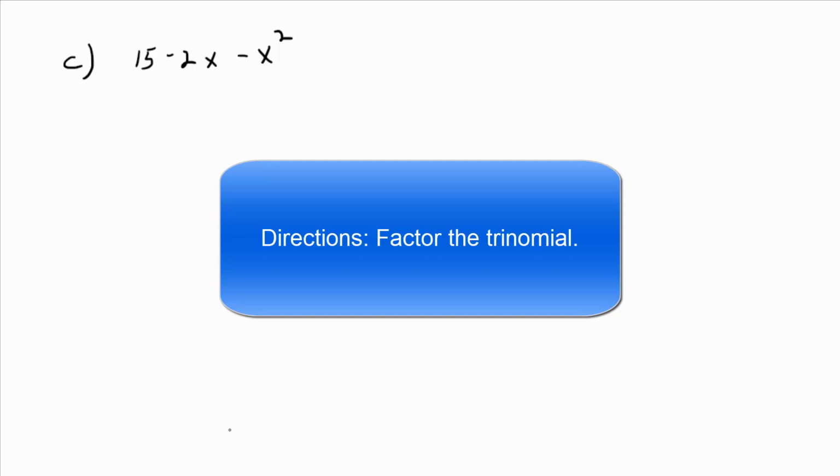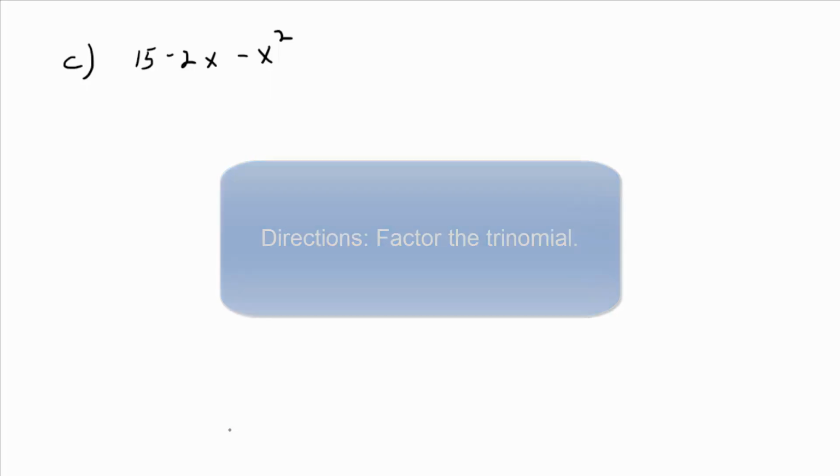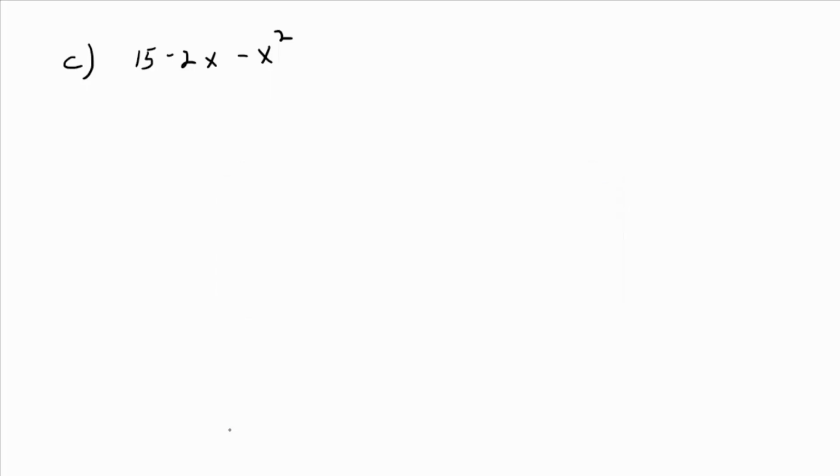In part C, we have 15 minus 2x minus x squared. Is there an easy way to factor something out so I have a 1 in front of the x squared instead of a minus 1? Does everybody see I could factor out a negative? Really, what am I factoring out when I factor out a negative? A negative 1. But we think of it as factoring out a negative. And then how does that change? What would this look like then? On the inside, all the signs would change, right? It'd be negative 15 plus 2x plus x squared. Does everybody see that?